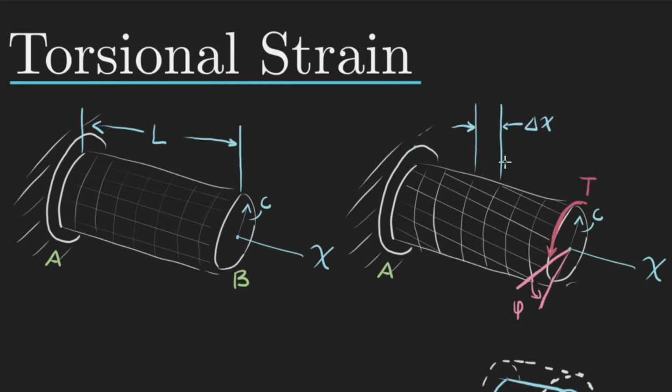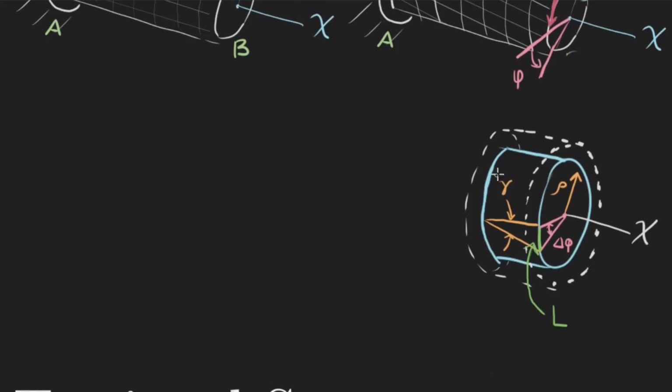And if we look at a little slice of this, delta x, if I come down here, you can see this right here is our slice delta x. We have a radius rho that we're examining. This dotted line is the outer radius c. So you can see right here, this is our angle that we've deformed by phi.